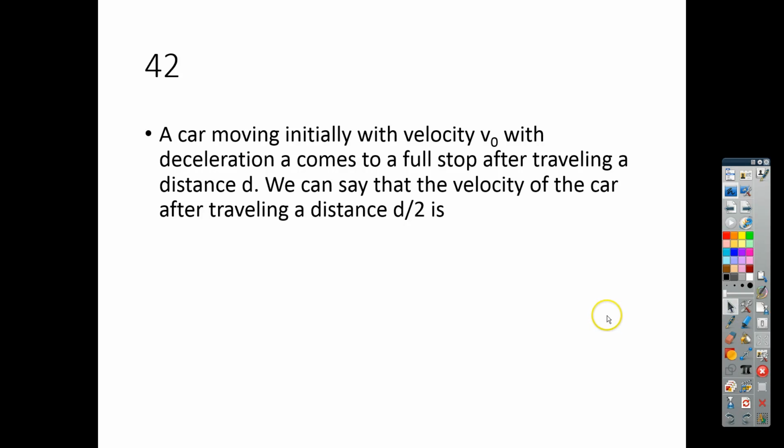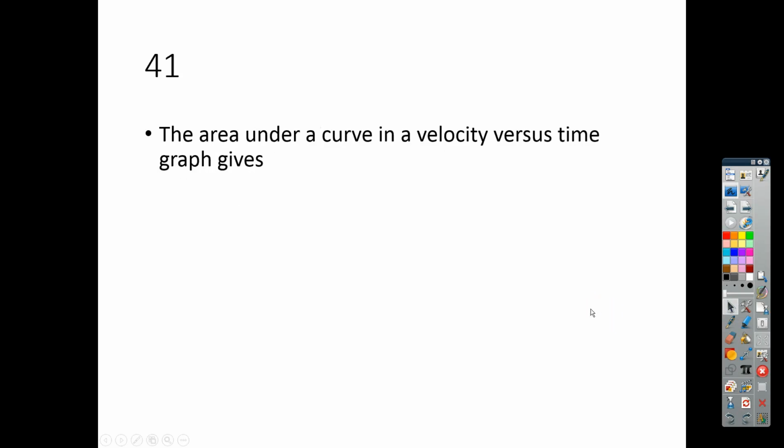All right, here we go. This is the last section. We're going to look at questions number 41 through 50 for the 1D Kinematics multiple choice pretest.